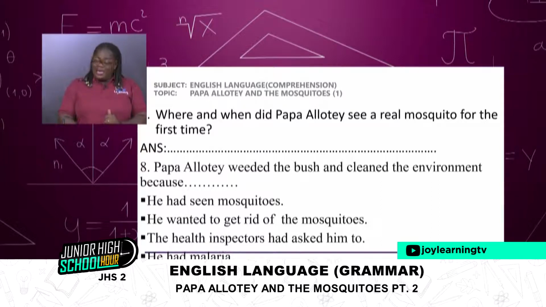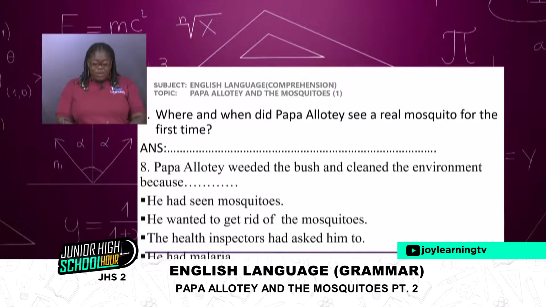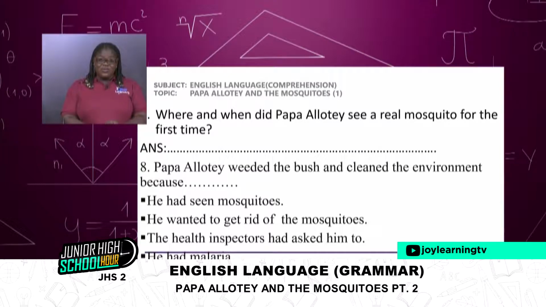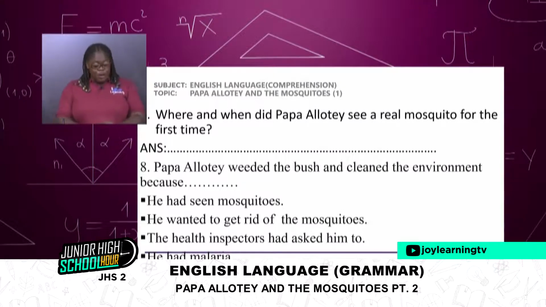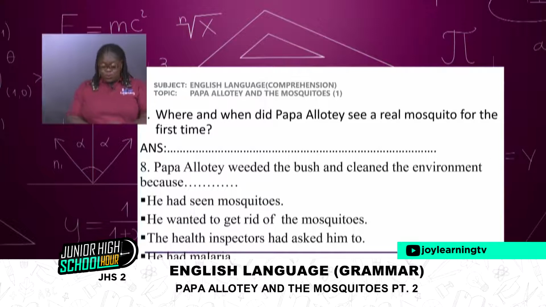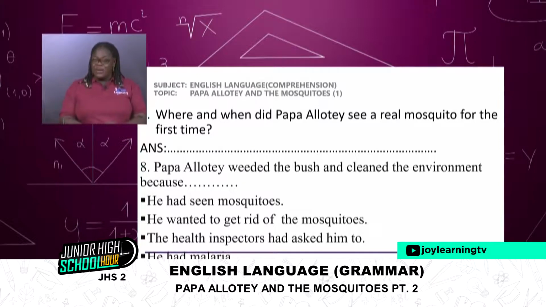And then number 8, Allotey weeded the bush and cleaned the environment because, you are going to choose one answer from these: he had seen mosquitoes, because he wanted to get rid of the mosquitoes, because the inspectors had asked him to, and then because he had malaria. Which of these answers will suit that question?